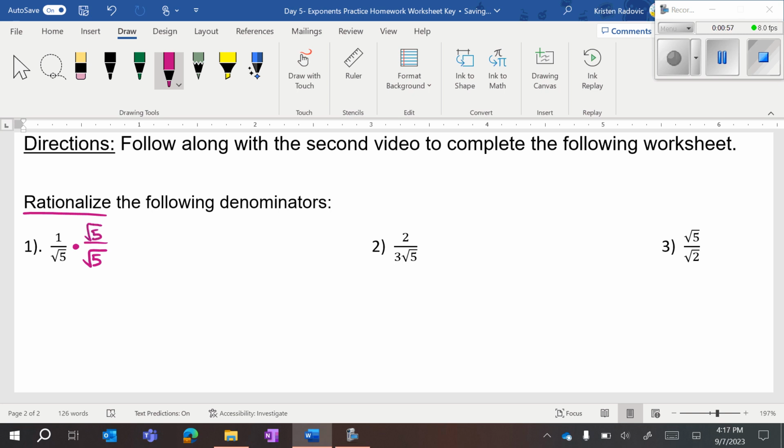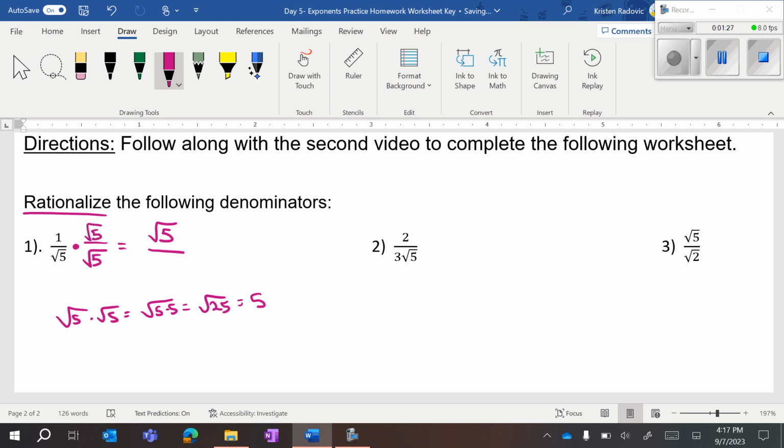Now, when you're multiplying fractions, you multiply straight across. So 1 times radical 5 is radical 5 in the numerator. And in the denominator, radical 5 times radical 5 is just 5. Now, there are two reasons for it. One is that radical 5 times radical 5 is equal to the square root of 5 times 5, which is the square root of 25.